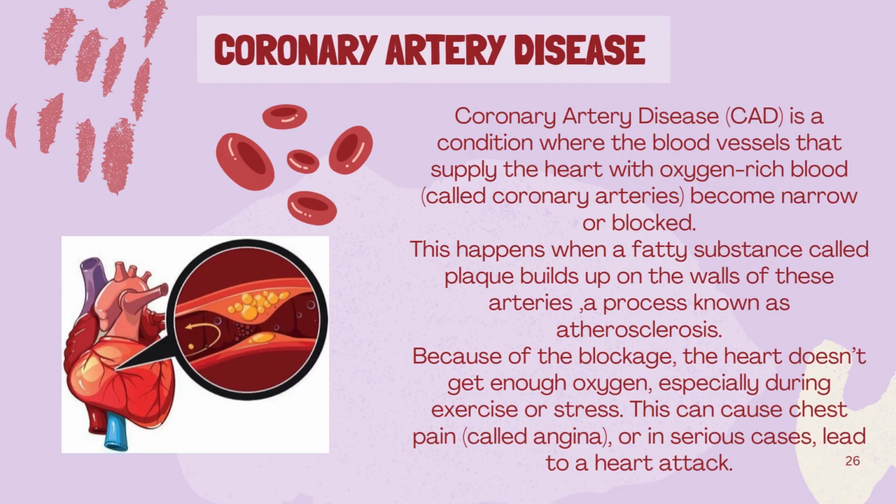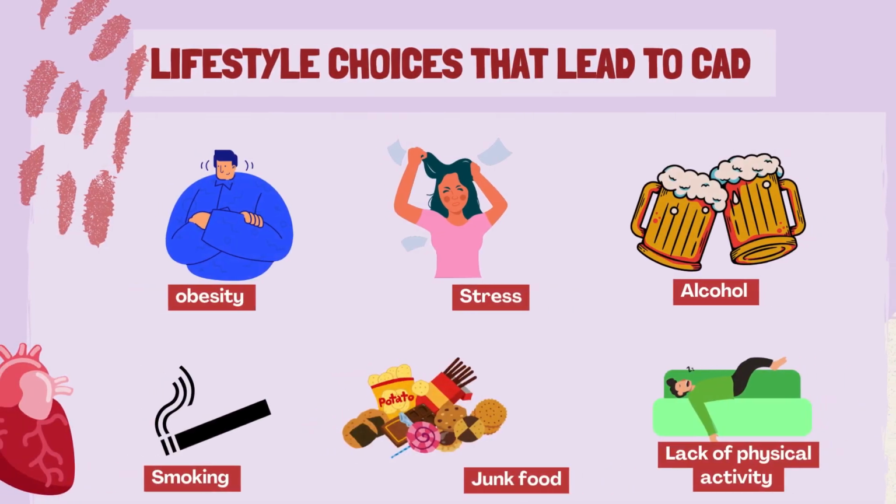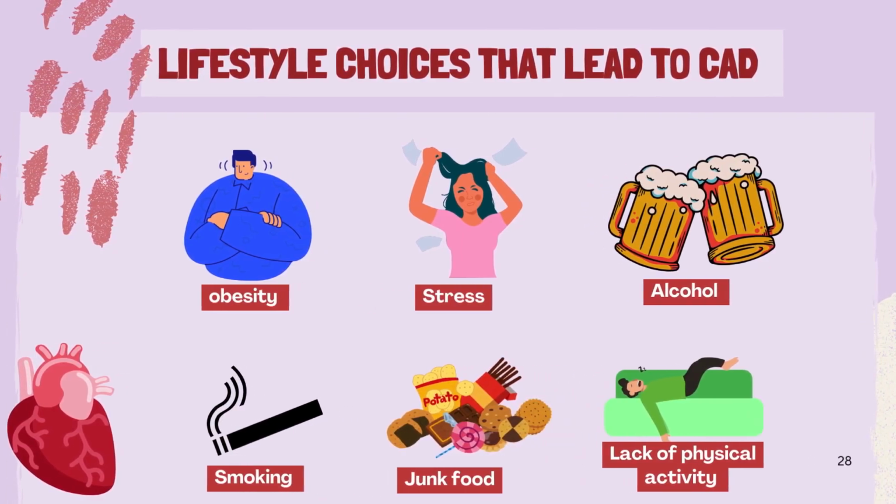Moving on to one of the most common heart diseases, the coronary artery disease, or CAD for short. Coronary artery disease is when the arteries that carry oxygen-rich blood to your muscle get blocked or narrowed. This happens because of a buildup of a fatty substance called plaque. It's kind of like gunk in a pipe. When your heart doesn't get enough oxygen, you might feel chest pains, and this is called angina. In serious cases, the arteries can get totally blocked, causing a heart attack.